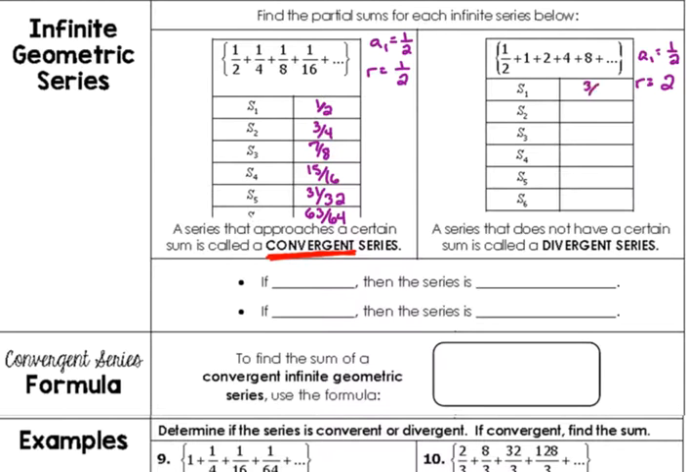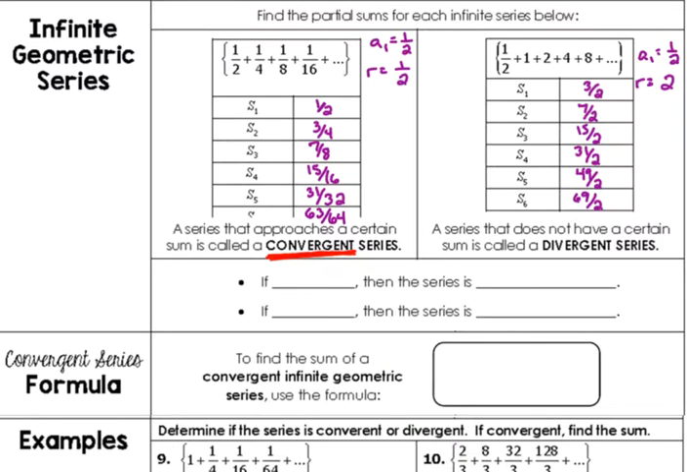1/2 plus 1 is 3/2. If we add 2 to that, we get 7/2. If we add 4 to that, 15/2. If we add 8 to that, that's 31/2. If we add 9, that's 49/2. If we add 10, it's going to be 69/2. So this one is continuing to get bigger and bigger and bigger.